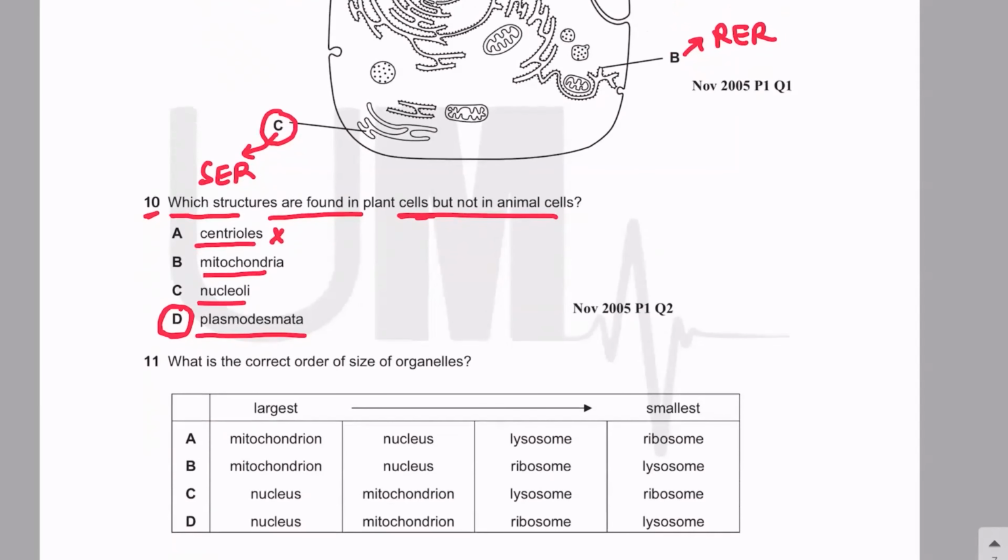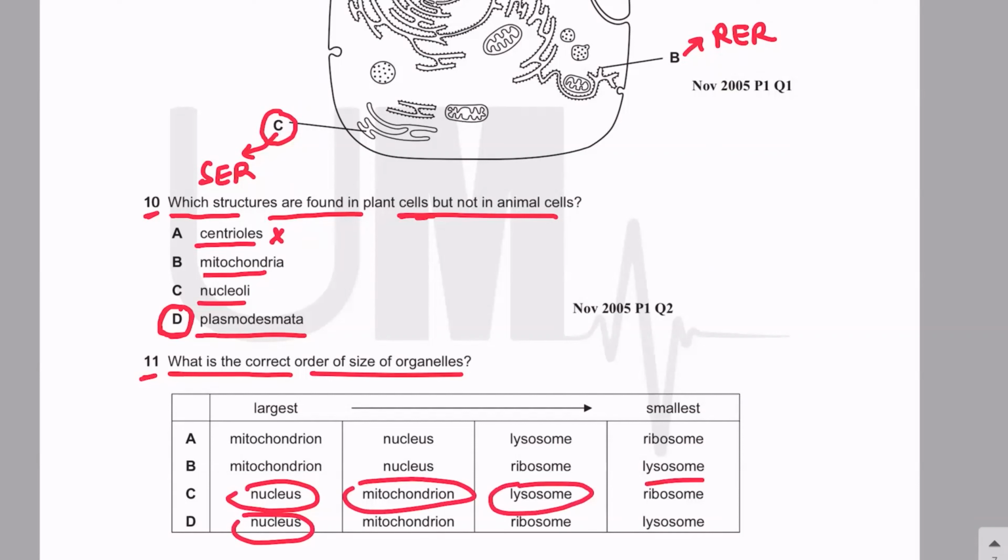MCQ number 11. Yes, sir. What is the correct order of the size of the organelles? So nucleus is the largest, and then comes the mitochondrion, then comes lysosome, and then comes ribosome. Again, that mnemonic is followed: NC, M, L, R. C. Nucleus, chloroplast, mitochondria, lysosomes, and ribosomes. So answer is C.